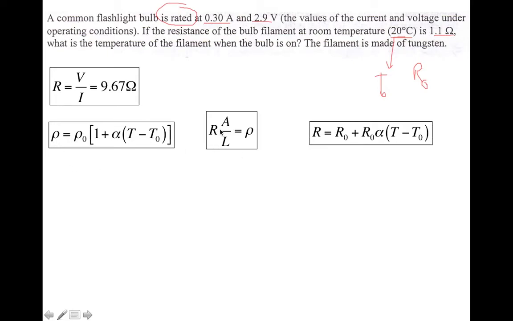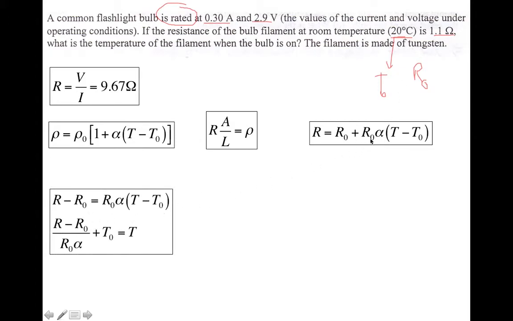So A over L from both sides will cancel, and then I have R0, so I multiply it here, R0, and alpha R0 here, and alpha is a constant which for tungsten I can get from tables. Then I just need to take this to the other side, so this will be R minus R0, and then divide by this, and then I take T0 to the other side, so it becomes plus, and that will give me T.